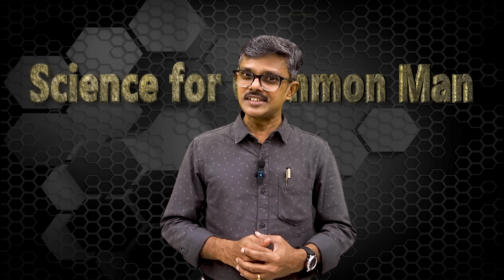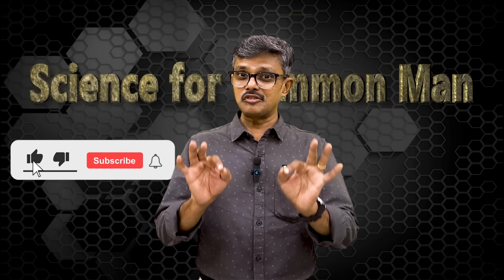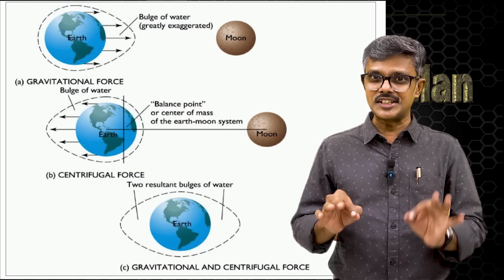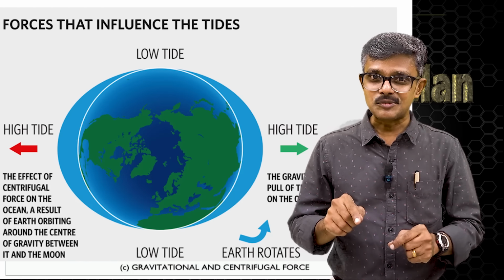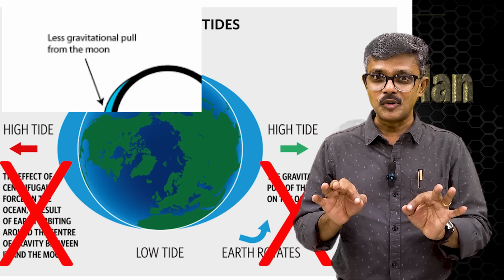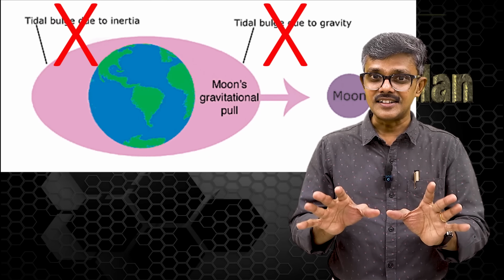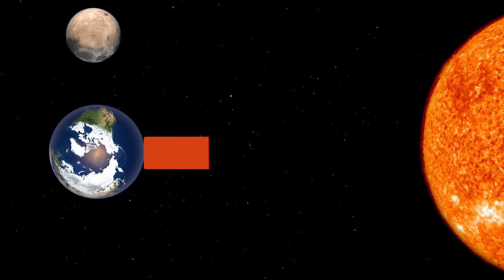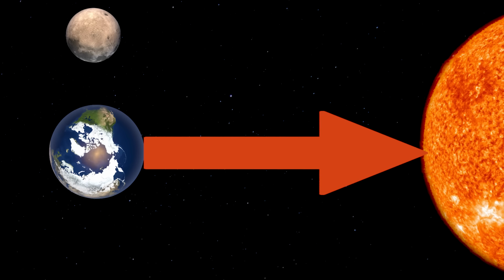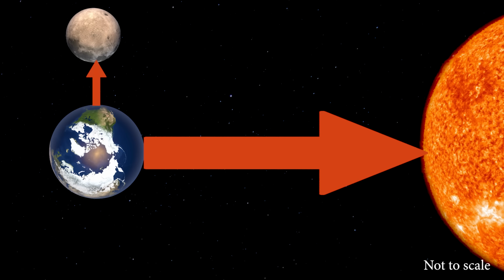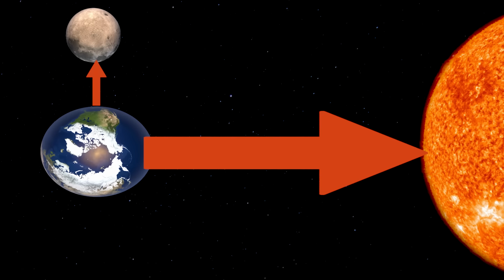Now, what could be the reason for this? Well, this is one of the most misunderstood topics in physics. Many resources, including textbooks, say that the nearest bulge is due to the gravitational pull of the moon and the farthest bulge is due to centrifugal force or inertia. You know, the gravitational pull by the sun on the Earth is approximately 180 times higher than that by the moon. So, if direct gravitational pull was the reason for this bulge, then it should be towards the sun and not towards the moon.